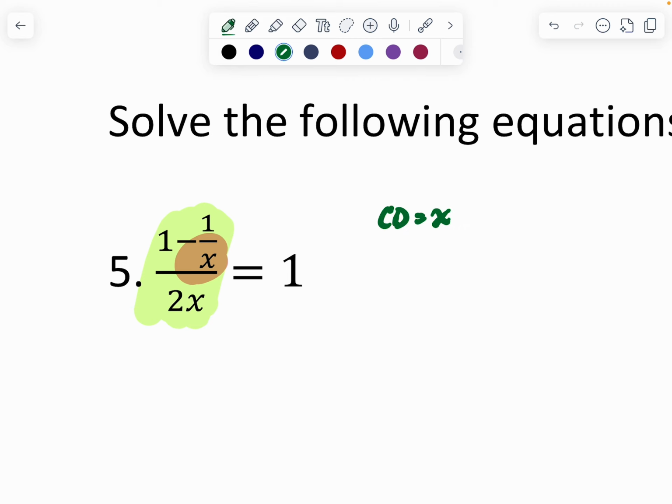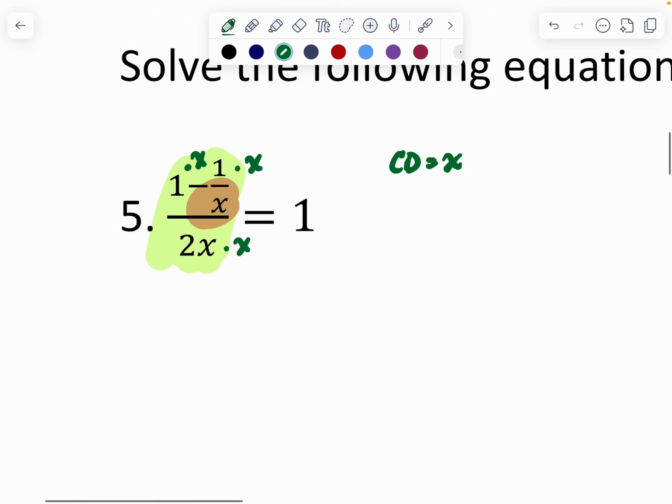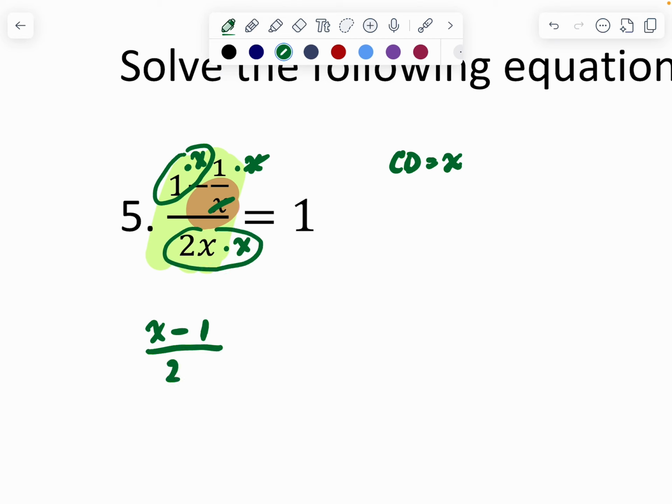So I'm going to multiply everything on the left-hand side by the x. So this by x, this by x, and this by x, okay? Don't multiply the one on the right by x. I'm just pretending the one's not there, and I'm simplifying the left-hand side. So what I get here is 1 times x is x, minus these two cancel out, so it's going to be minus 1, all over, and 2x times x is 2x squared, and then now I'm going to write equals 1. Okay, so how do I solve this?